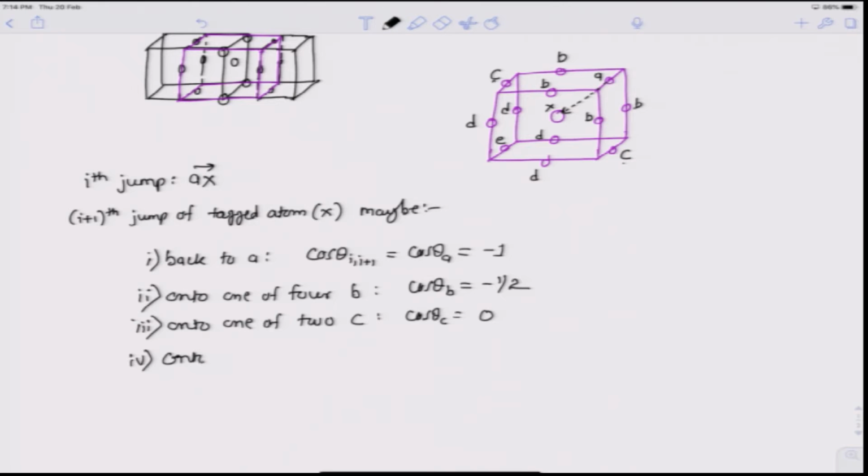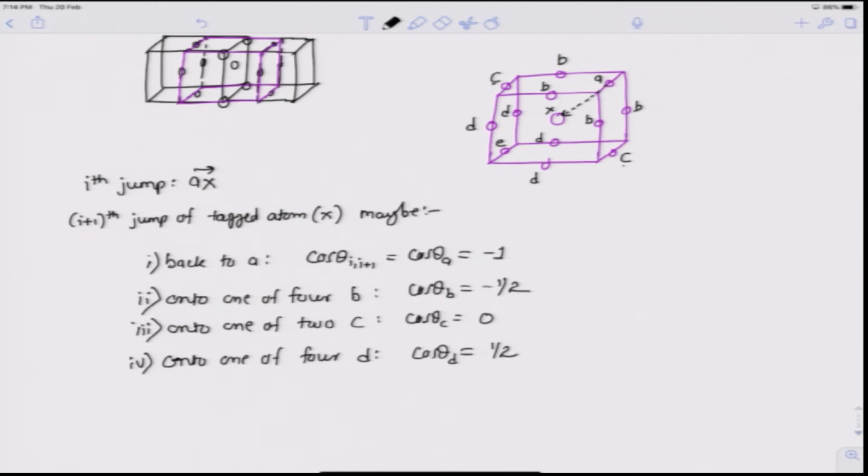Or it can be onto one of the 4 D sites. So, cos theta D would be half, because any of the jump vectors X D is making an angle of 60 degrees with A X. Or it can be straight onto site E, for which cos theta would be 1.